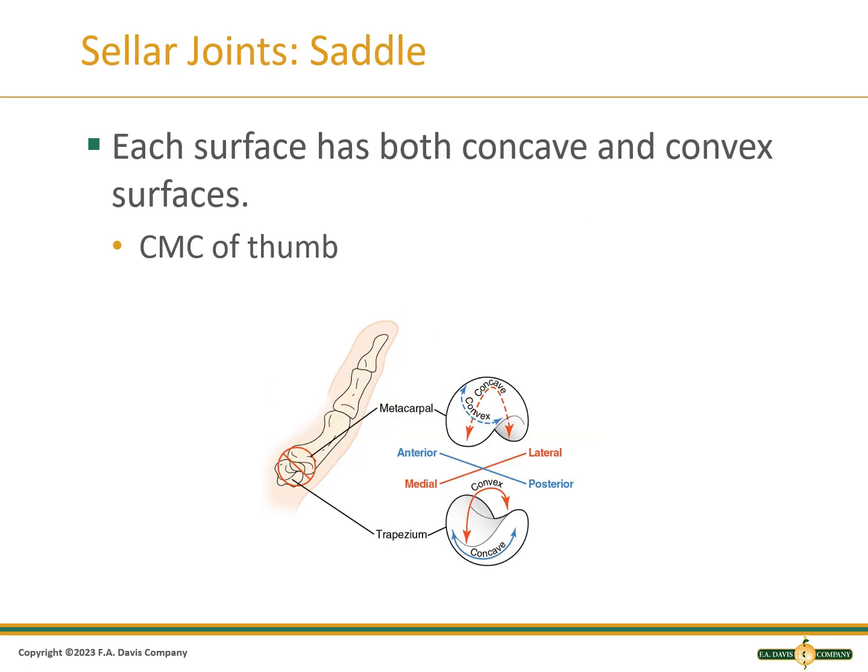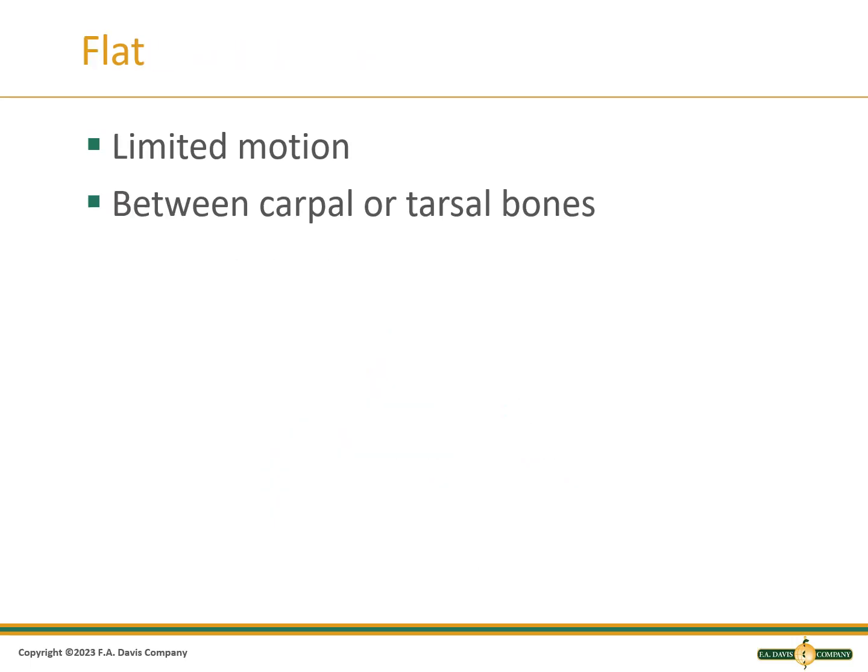The saddle joint is a special joint where each side of the joint has both a concave and convex surface. This is what gives our thumb the mobility that it has because this is the type of joint located at the CMC of the thumb. Flat joints have limited motion and are found between the carpals of the hand or the tarsals of the foot.